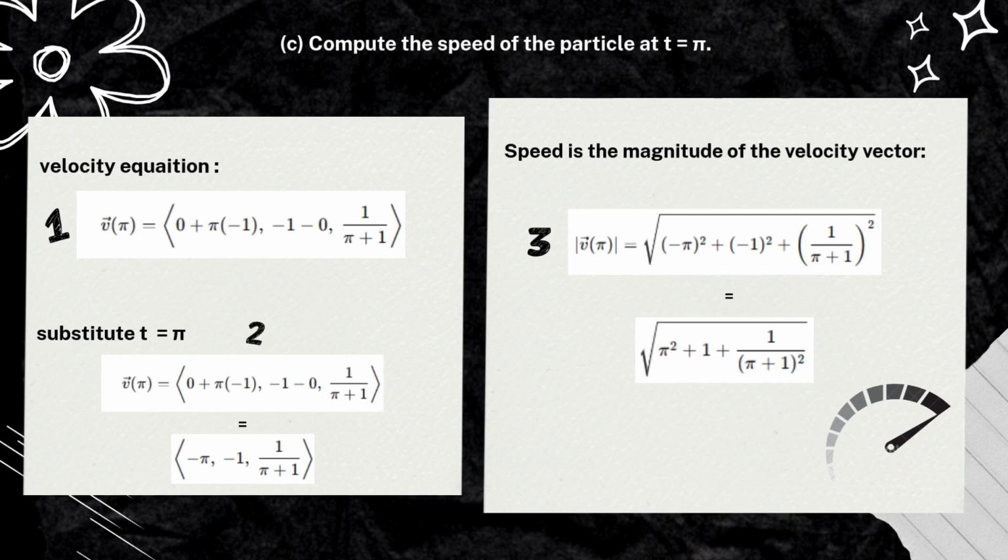Now we calculate the magnitude of this vector. V of pi equals the square root of negative pi squared plus -1 squared plus 1 over pi plus 1 squared. This simplifies to pi squared plus 1 plus 1 over pi plus 1 squared, under the square root. So the particle speed at t equal to pi is exactly this expression.